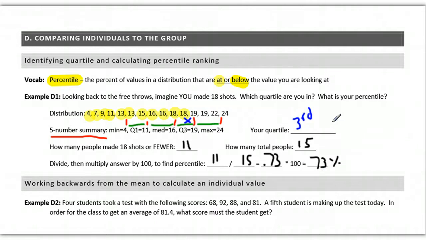Another way to think about which quartile you're in is if you look at your percentile, 73, well, it's between 50 and 75. And if you think of 4 quarters and $1, 2 quarters would be 50% or 0.5. 3 quarters would be 75%, 0.75. So between 50 and 75, you're in the third quartile.